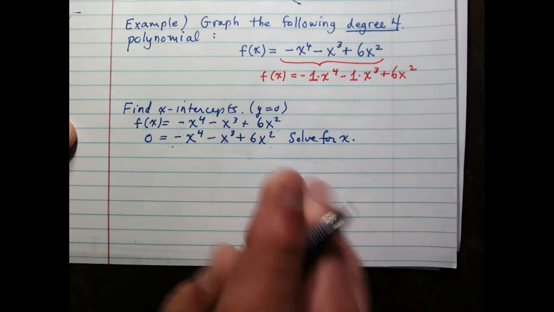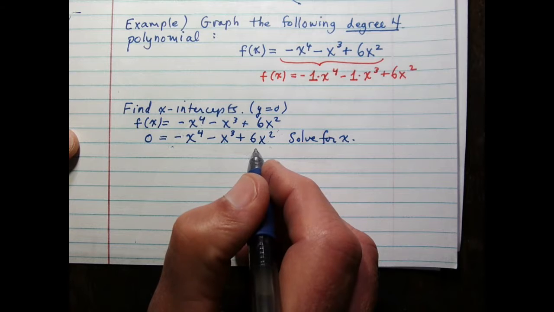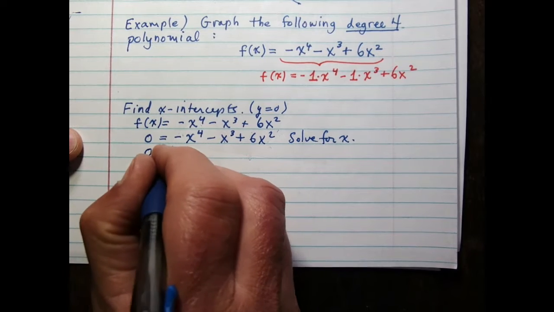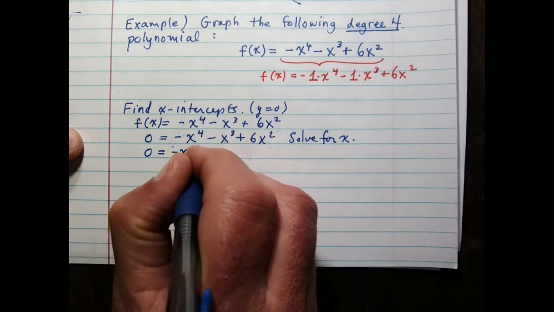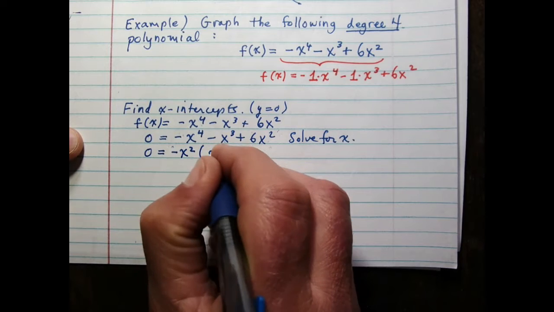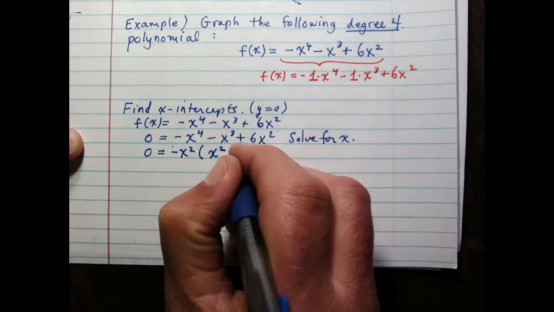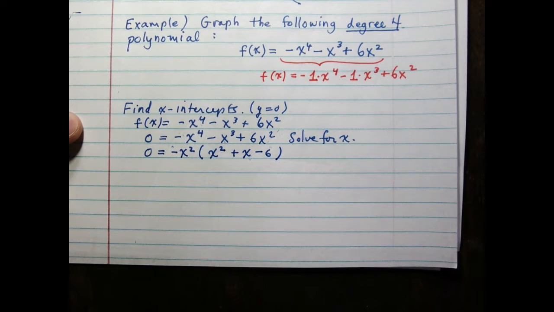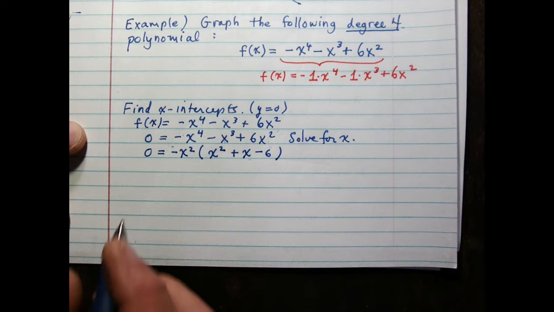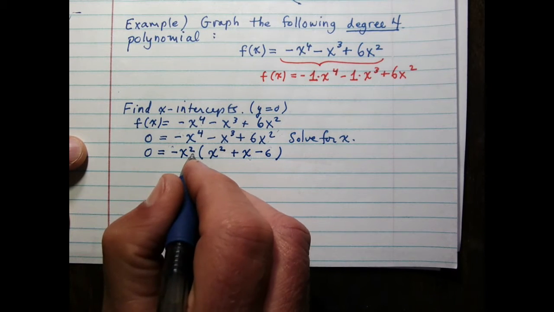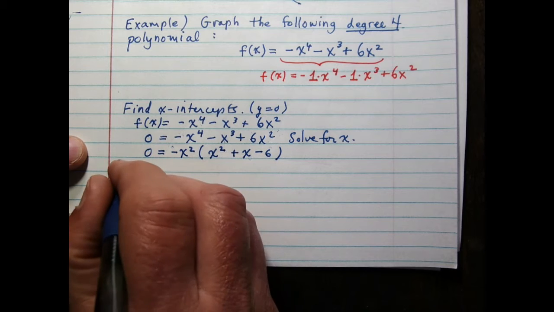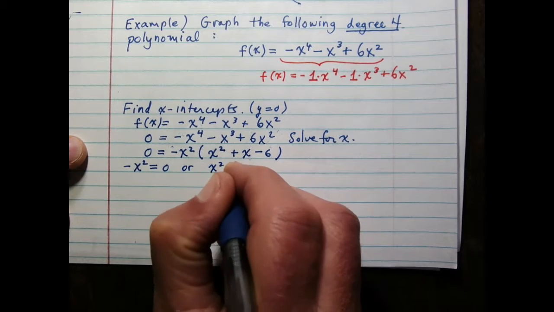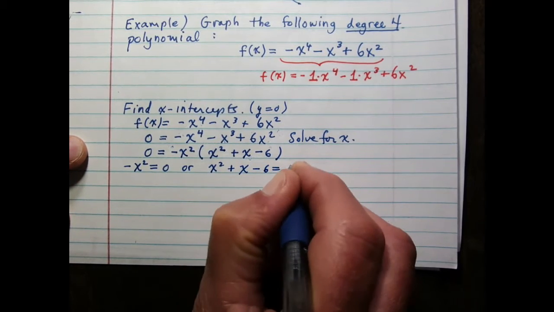And here I can factor out a common factor of x squared. I'm actually going to factor out a minus x squared. And then I'm going to have a plus x squared plus x minus 6 inside parentheses if I've factored out that minus x squared. And because I have one side equal to 0 and a product, by the 0 property, either minus x squared is equal to 0 or x squared plus x minus 6 equals 0.